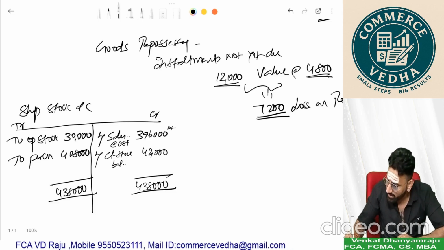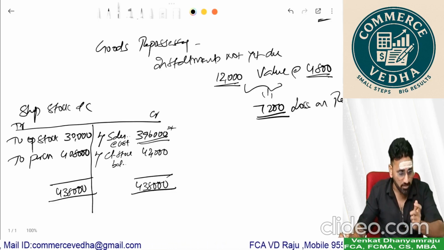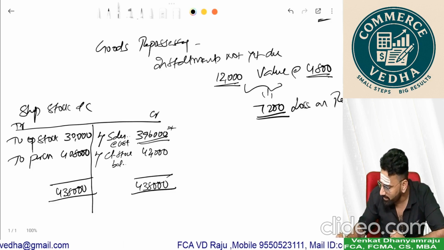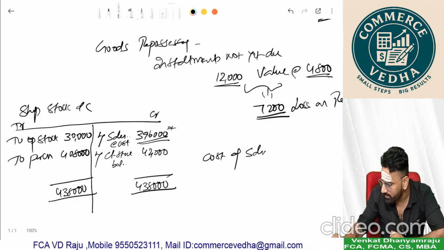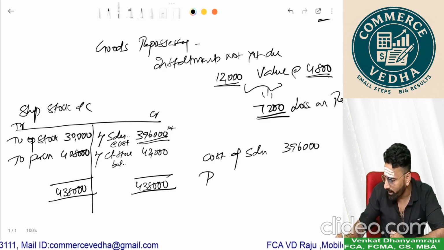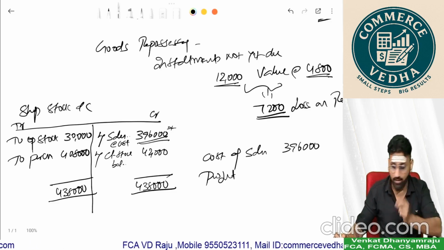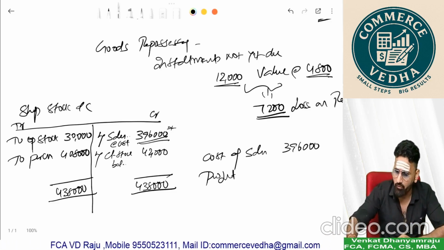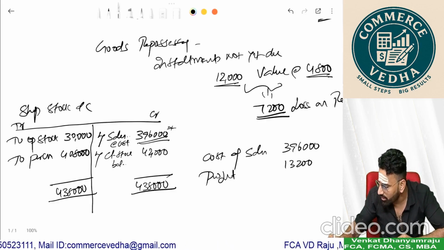Now this is the sale, but you should know the sale price, goods sent to customers. So as cost of sales, 3,96,000. Profit, we know 1/3 on cost, 1/4 on sales. You have cost, right? So 1/3 on cost, the profit is 1,32,000.